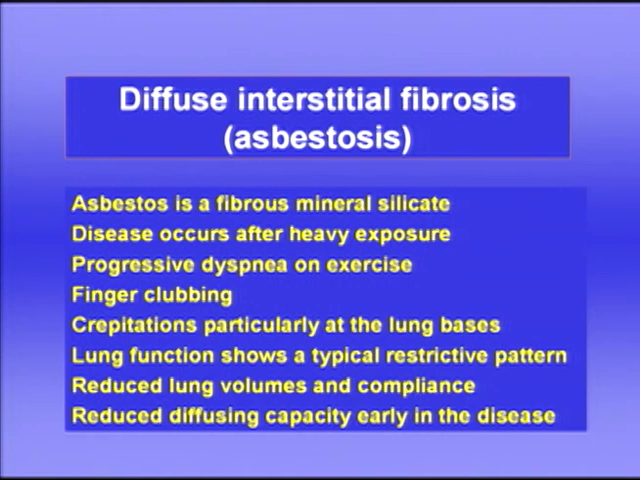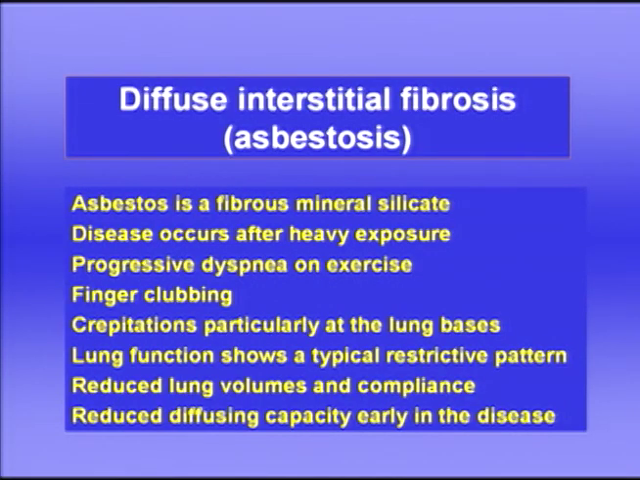So let's look at diffuse interstitial fibrosis, which is sometimes called asbestosis. Asbestos is a fibrous mineral silicate, and it was used extensively in industrial applications, lagging of pipes. It's used in homes, for example. I'm sure you're aware of old buildings where they're doing some repairs and they find that there's asbestos there, and there's a terrible problem getting rid of the asbestos. So it was very extensively used. Shipbuilding, for example, brake linings, used a lot. And it turns out that the disease tends to occur after fairly heavy exposure.